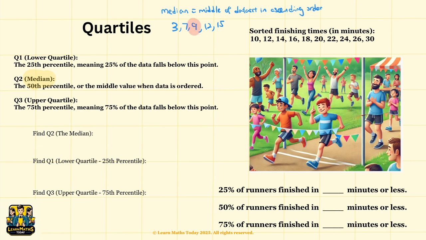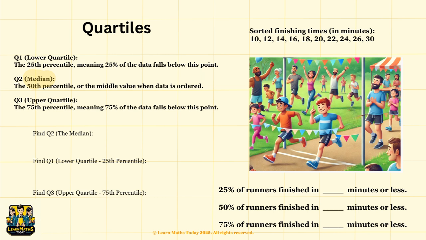But if you have an even number of values, for example 3, 7, 9, 12, 15, 18, then the median will be the average of the two middle numbers, which are 9 and 12, giving you 10.5. In this case, the median is also called the 50th percentile because you can think of it as 50% of the data are higher than it and 50% of the data are lower than it. The median is also known as the second quartile.